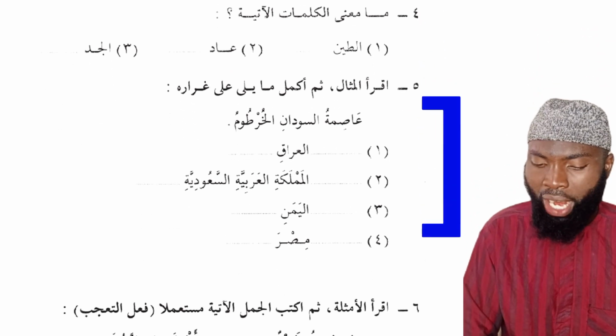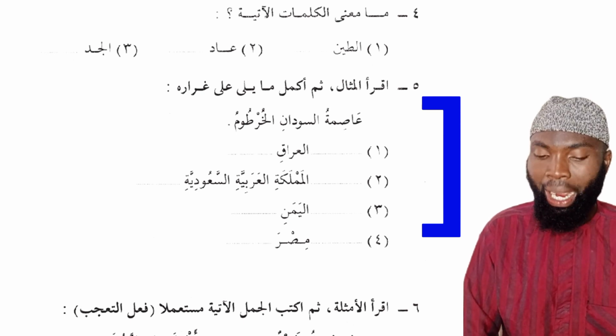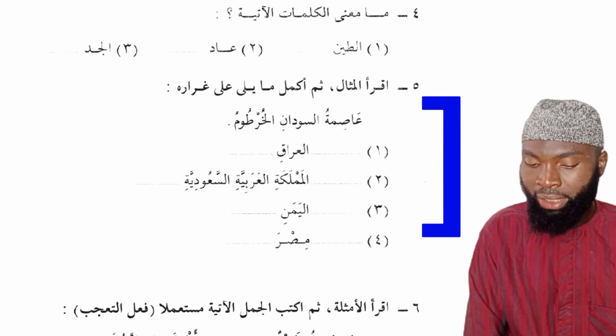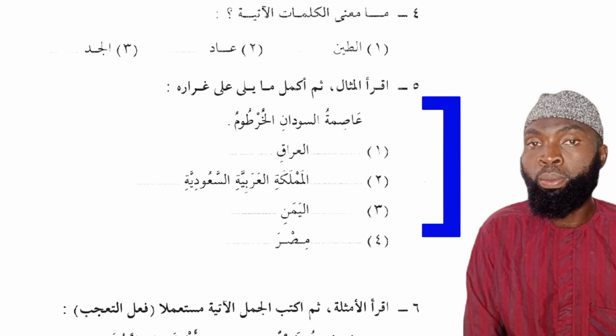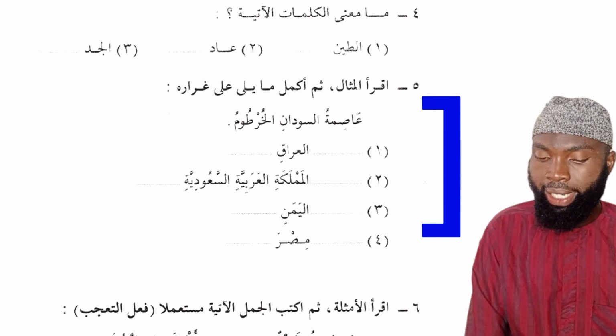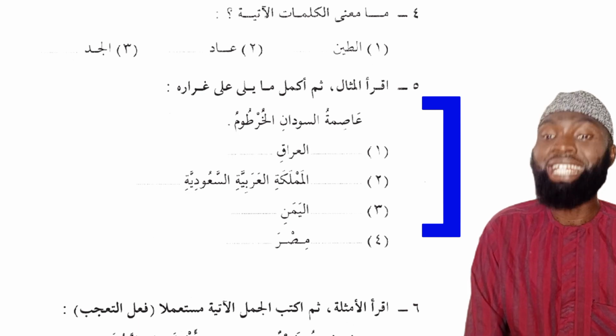Exercise number 5, we have: read the example. Read the example, then complete the following on the opposite side. The capital of Sudan is al-Khartoum. Here we have the capital of Iraq. The capital of Iraq is Baghdad.